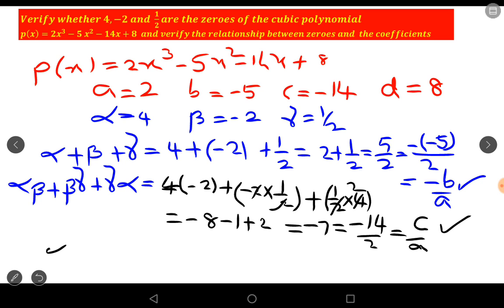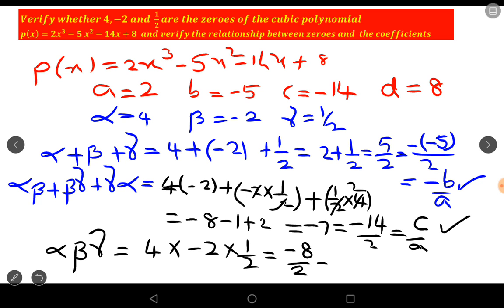The third relation is the product of zeros, alpha into beta into gamma. So alpha 4 into minus 2 into 1 by 2, their product is equal to minus 8 by 2. Observe the coefficients: 8 is d, 2 is a, so minus d by a. This one is also correct. Okay, so the zeros are verified and the relations are also verified.